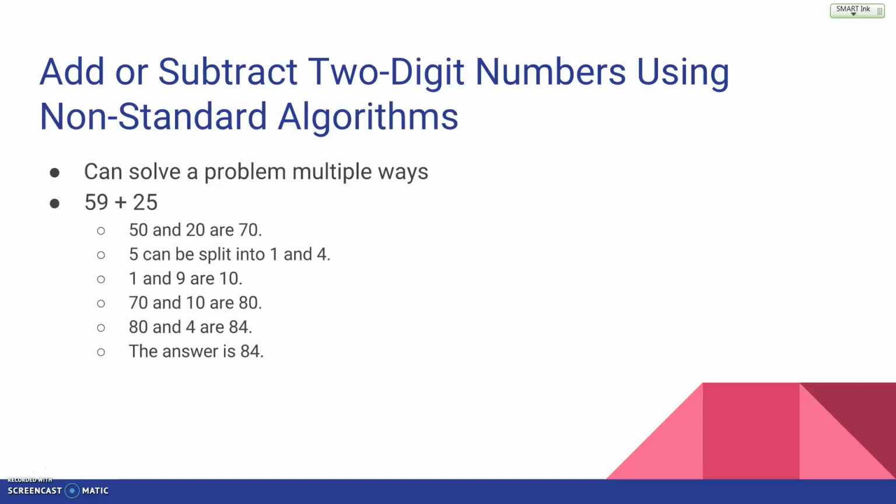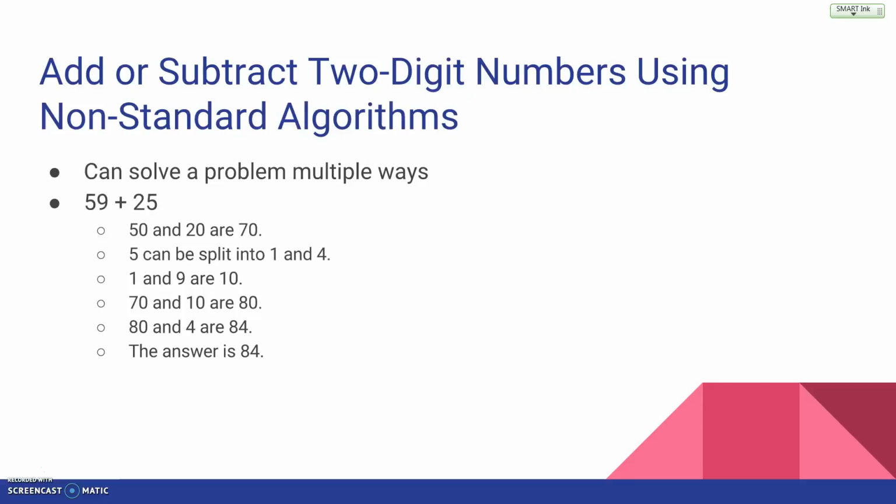Someone else might look at 59 plus 25 and say 50 and 20 are 70. They pull the 50 out of 59 and the 20 out of 25 and combine them. And then they say 5 can be split into 1 and 4. And they're going to take that 1 and add it to the 9 from 59 to get 10. 70 and 10 are 80. I've still got that 4 left from the 5, so 80 and 4 are 84.